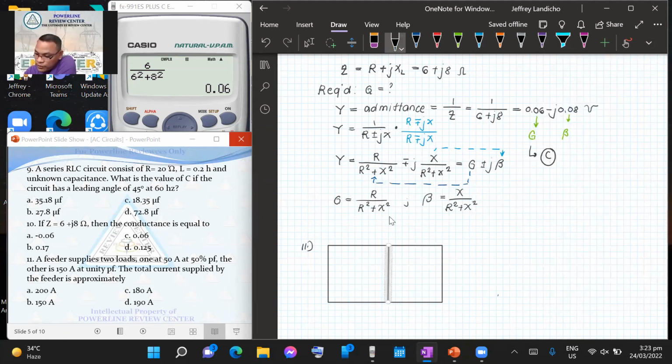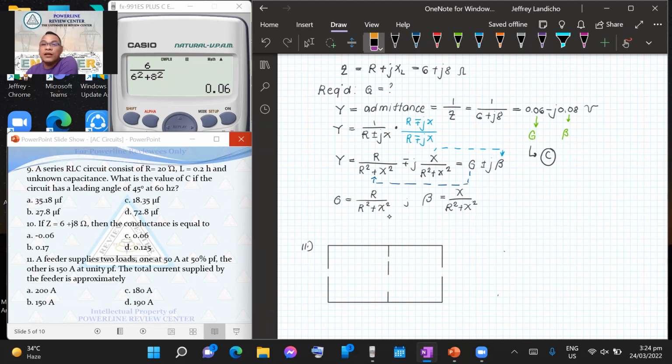So meron tayong two loads connected in parallel across the common source. So yung first load, 50% power factor, which is assumed to be lagging. So kung lagging yan, alam natin, current lags, anong behavior? RL circuit. Now, yung second load, anong klaseng load meron tayo? Since power factor is unity. So pag sinabing unity, that is 1. Power factor, unity. So, cosine theta is 1.